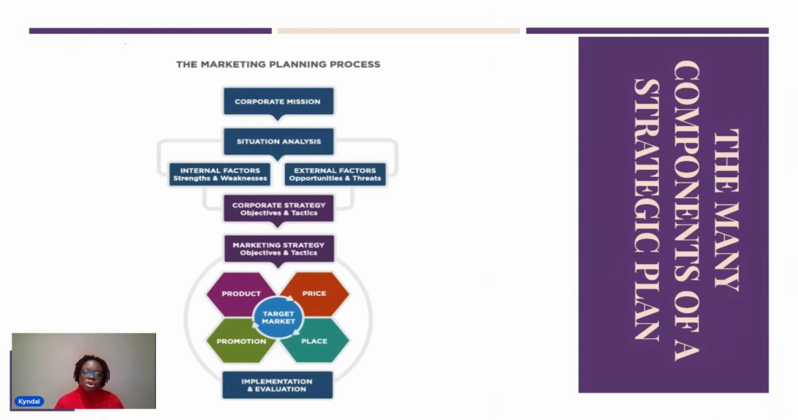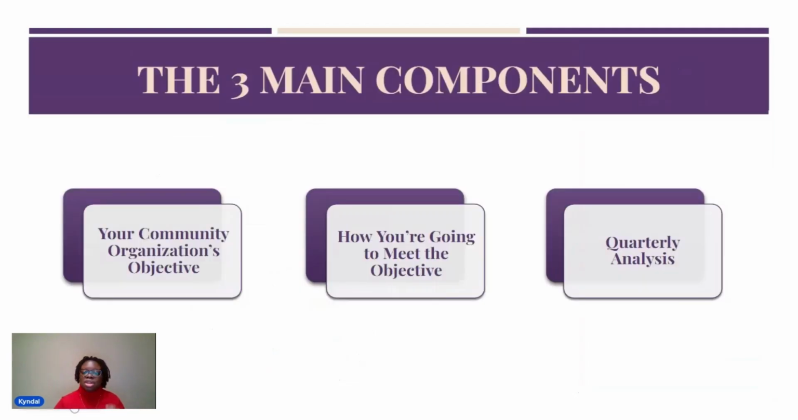This is an example of what a strategic plan could look like. And this is more so for a marketing plan. This is just an example to show you that a strategic plan has many different aspects in it. We are going to focus on these three: your objective, how you're going to meet those objectives, what method will we use to drive that action, and third, our quarterly analysis.